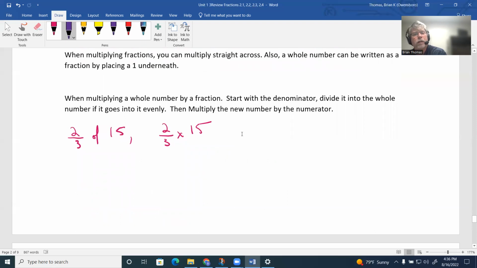Something else we can pick up on when multiplying a whole number by a fraction: start with the denominator, divide it into the whole number. If it goes into it evenly, then continue on and then multiply the new number by the numerator.